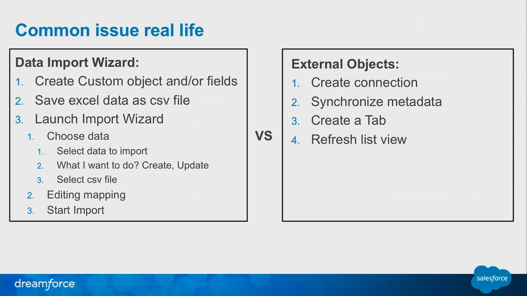So what are the benefits that external objects bring to us? First of all, we only need to create a connection between the external repository and your Salesforce organization. Secondly, synchronize metadata, which means automatically creating the custom object and the fields with just a single click. After that, if you want to see the information, create your custom tab and refresh the list view. That's all. Quite impressive.